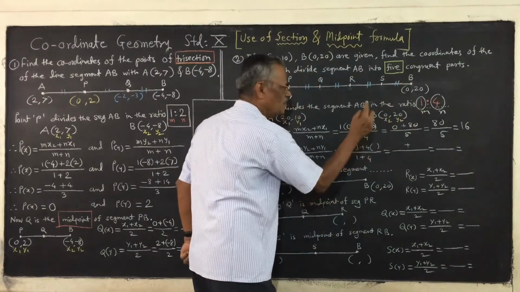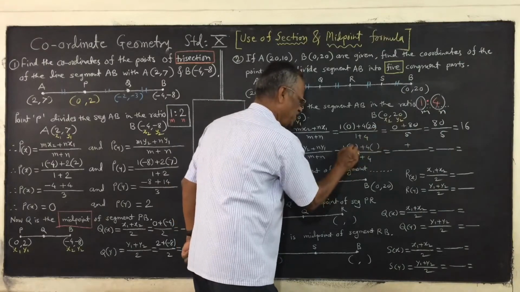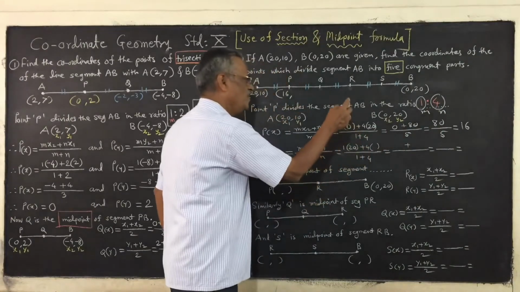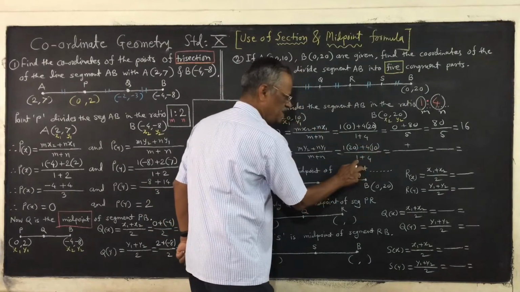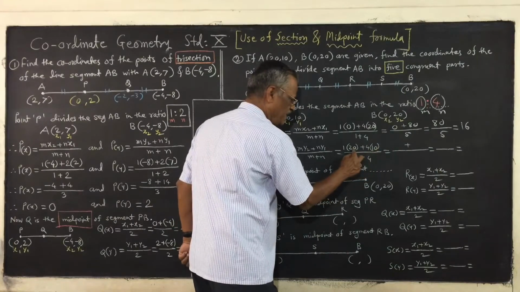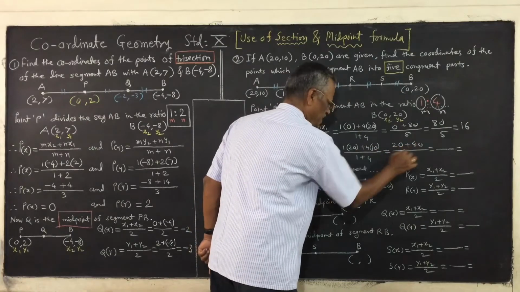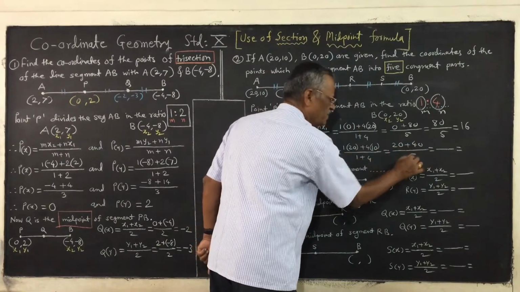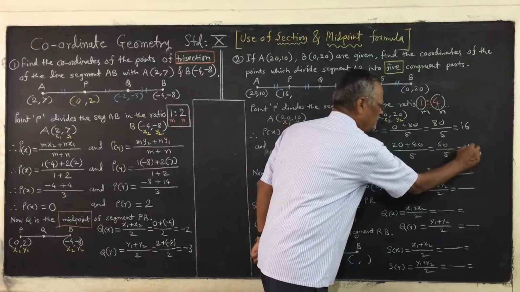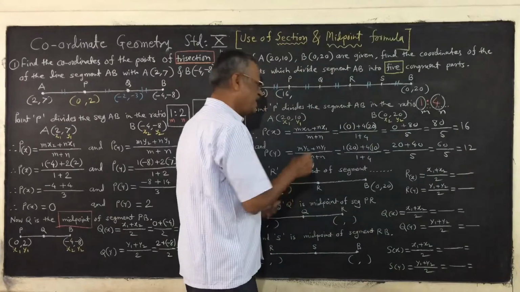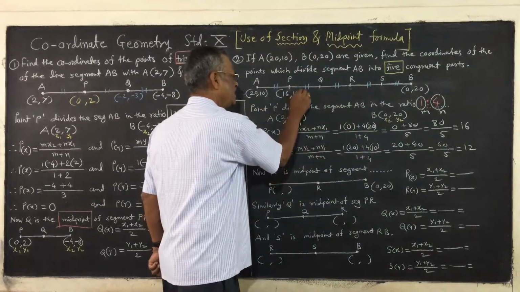1:4 ratio. 1 into y2. What is y2 there? It is 20. 4 into y1, it is 10 there. What is the product? 20 into 1 is 20. 4 into 10 is 40. Divided by 4 plus 1, that is 5. See, the total is 60 upon 5. It is 12. So you are getting the coordinates of point P as 16, 12.